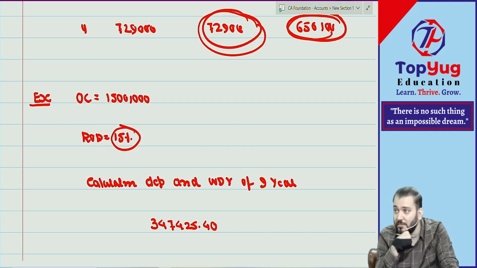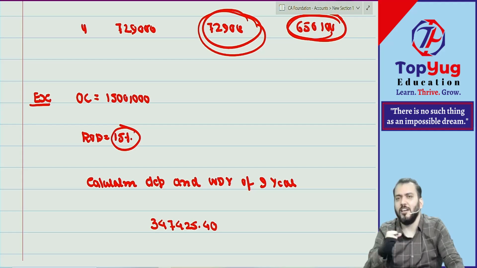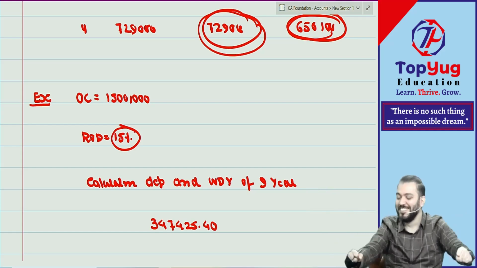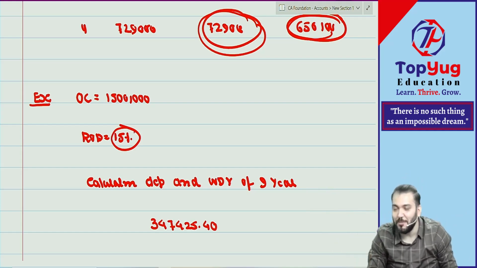Everyone is getting 3 lakh, which means mine is wrong. 8 times. 4 lakh, yeah, my answer is 4 lakh. I am correct. 4 lakhs 8,735.